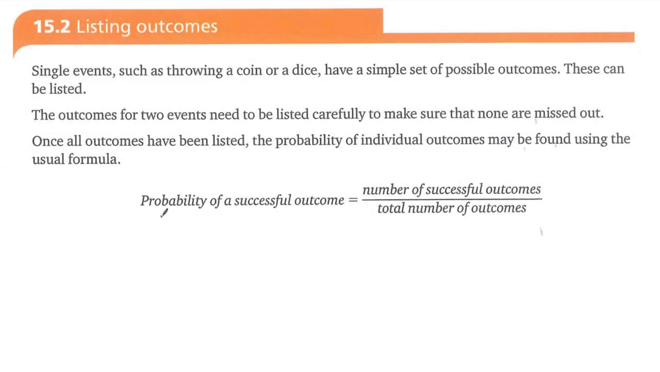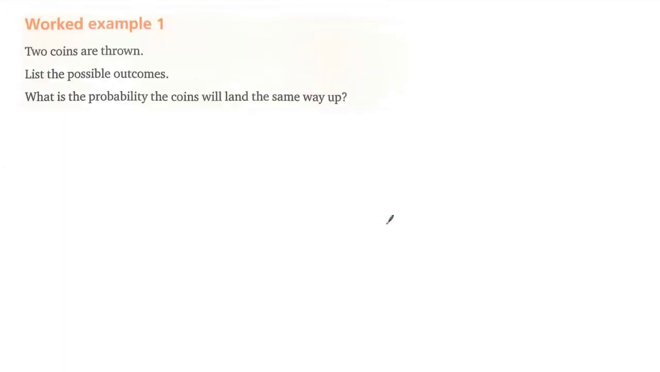In a single event such as throwing a die or tossing a coin, we have a simple set of possible outcomes. We can list all of these outcomes. And how do we find the probability of a successful outcome? Well, we use this formula here. The probability of a successful outcome to occur is the number of successful outcomes over the total number of outcomes. All right, let us continue directly to some exercises.